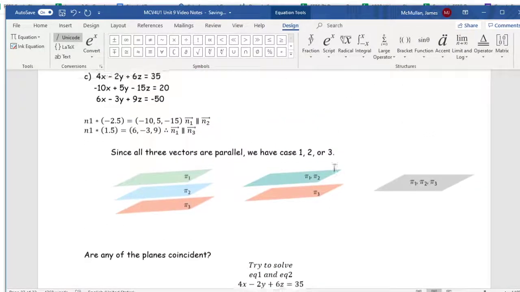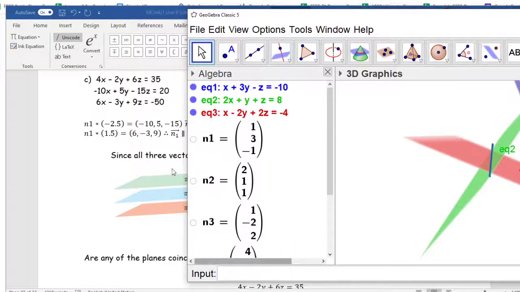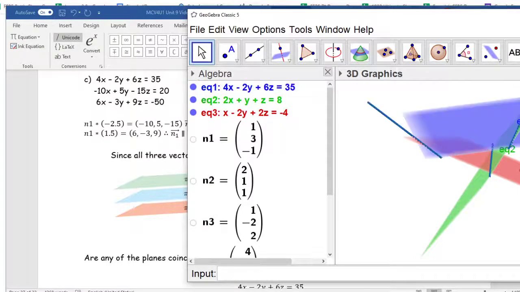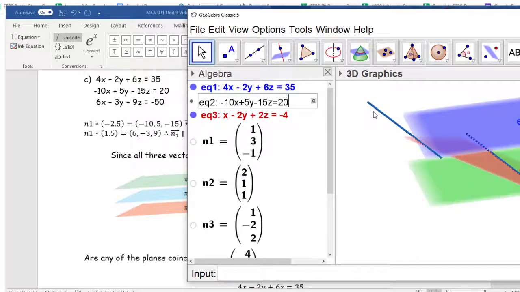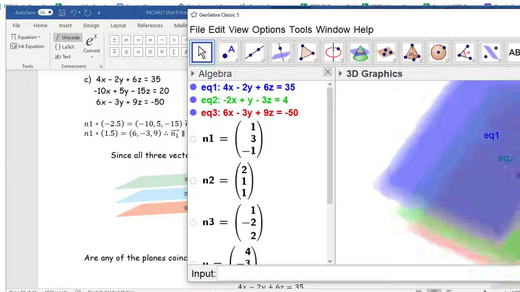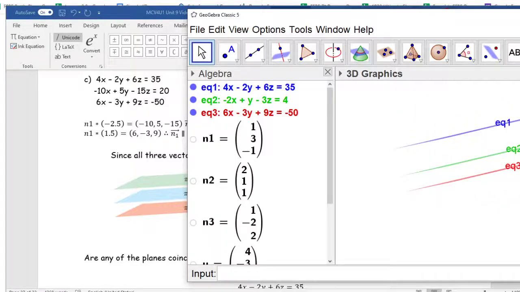Okay, last thing we're going to do today is just quickly draw this so you can get a look at it. So let's change equation 1. 4x minus 2y plus 6z equals 35. Equation 2. Negative 10x plus 5y minus 15z equals 20. And you can see it's kind of reducing them for us. 6x minus 3y plus 9z equals negative 50. And there you go. 3 planes, all parallel, all distinct.